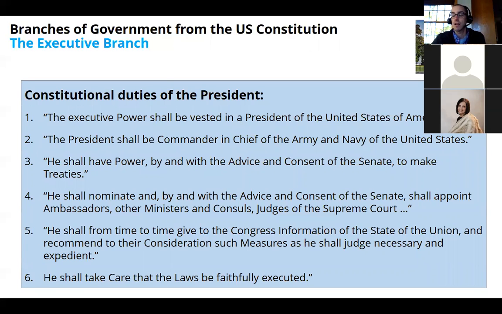Let's look at the constitutional duties of the president. Okay, now this is what the Constitution says. Now the Constitution is the law of the land. It's the ultimate law. It can only be changed by an amendment, right? Which is a very difficult thing to do, a constitutional amendment. But it is up to us and the court system, when there's a disagreement, to define what these things mean.